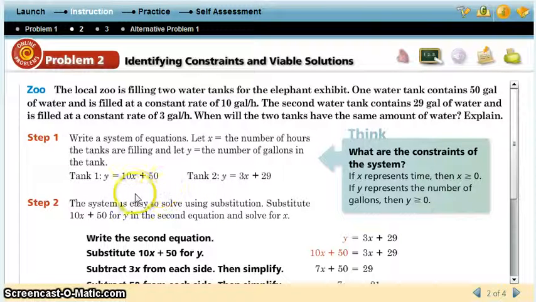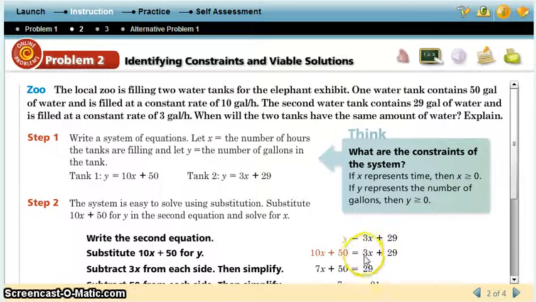Now, the method that they have chosen to use here is substitution again, because they're both solved for y. So substitution is just a lot easier. They rewrote the second equation, y equals 3x plus 29, and then they just plugged in what y equals from the first equation, which was just our 10x plus 50. That's what y equals. So they plugged that in here. And then they just start solving this equation for x. So the first thing they did was subtract 3x from each side.